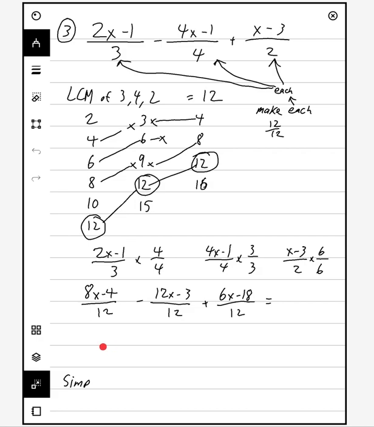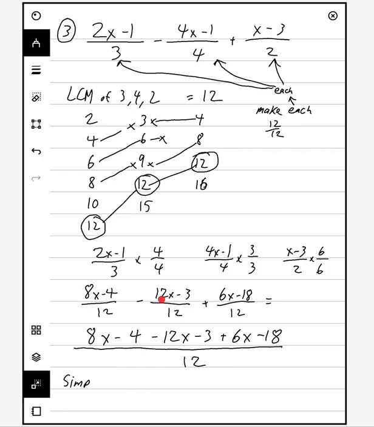Okay, so I want to make it one big fraction. So we're going to do 8x minus 4 minus 12x minus 3 plus 6x minus 18, all over 12. Okay, now I made one mistake.